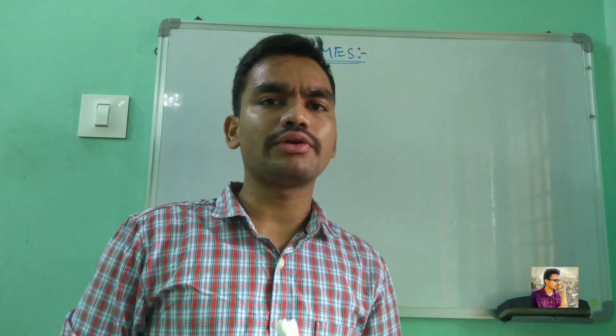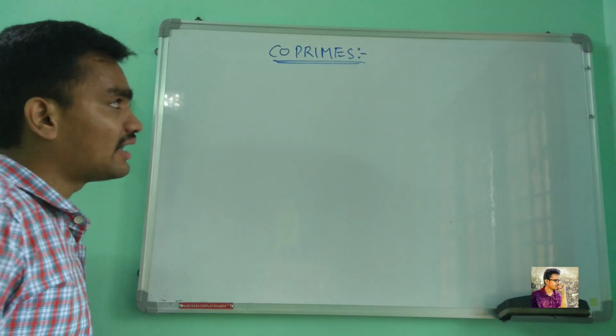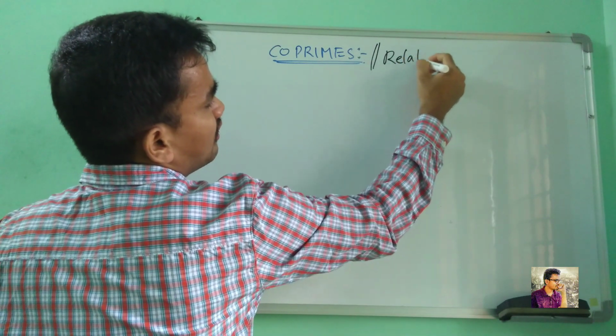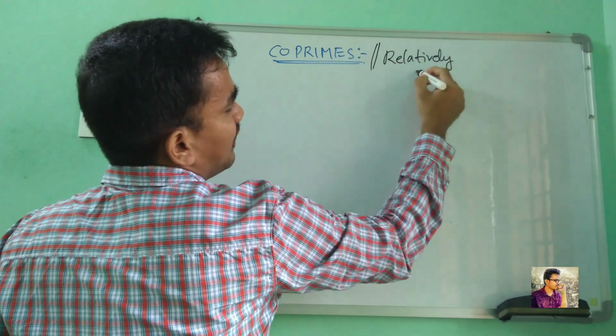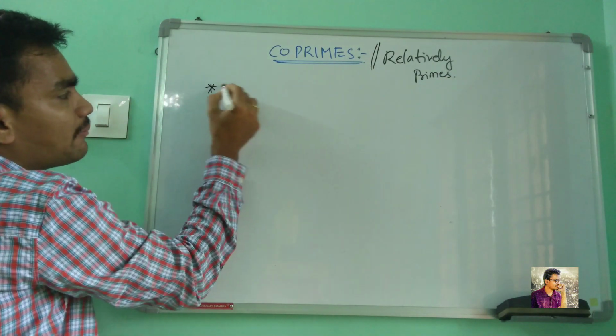Viewers, welcome to my channel Knowledge Unlimited, and in this video we are going to learn about a new concept called coprimes, which is also called relatively prime numbers, and the definition is very important.